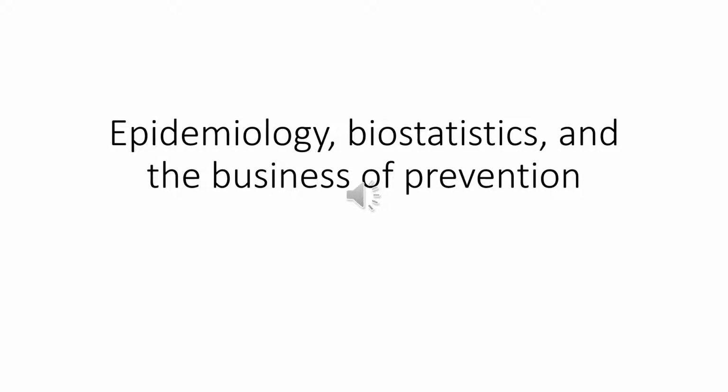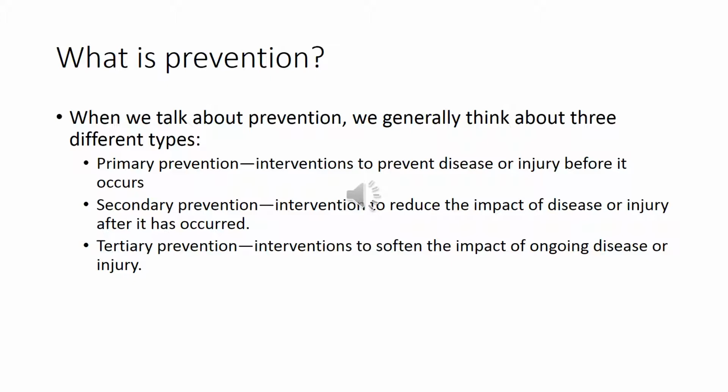Today we're going to talk about epidemiology, biostatistics, and the business of prevention, which is the business we are in in public health. When we talk about prevention in general, we talk about three different kinds of prevention. Primary prevention, which is an effort to prevent disease or injury before it occurs. Secondary prevention, which is an intervention to reduce the impact of disease or injury after it's occurred. And tertiary prevention, which are interventions to soften the impact of ongoing disease or injury.